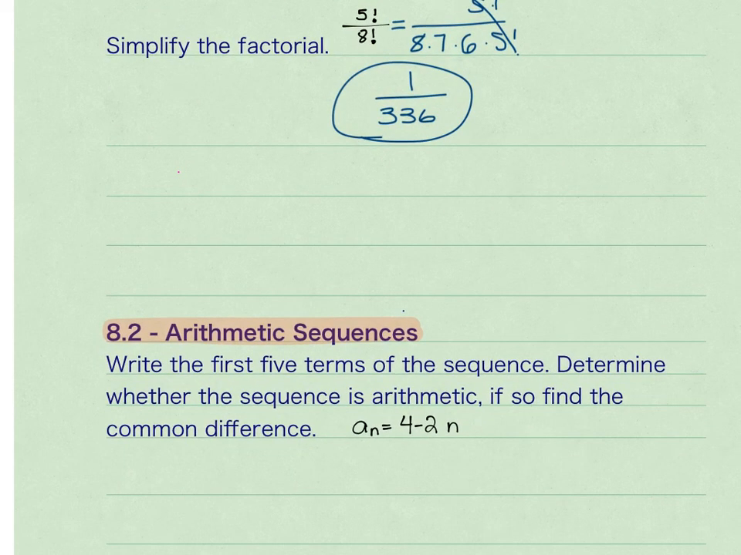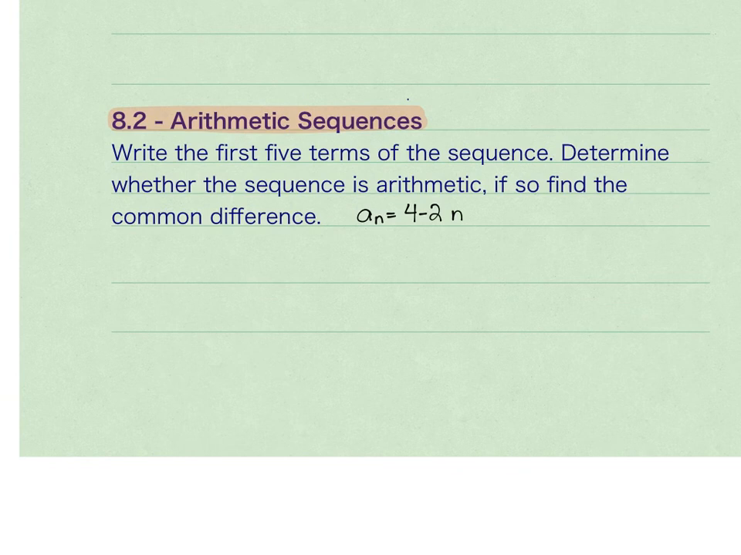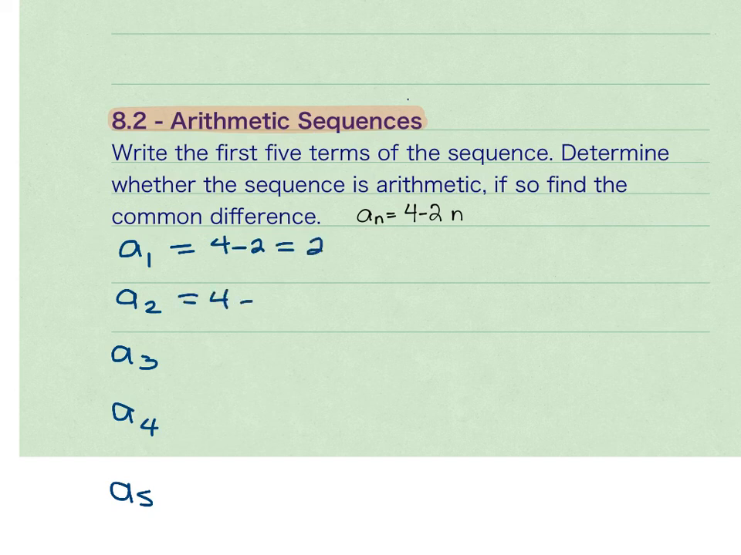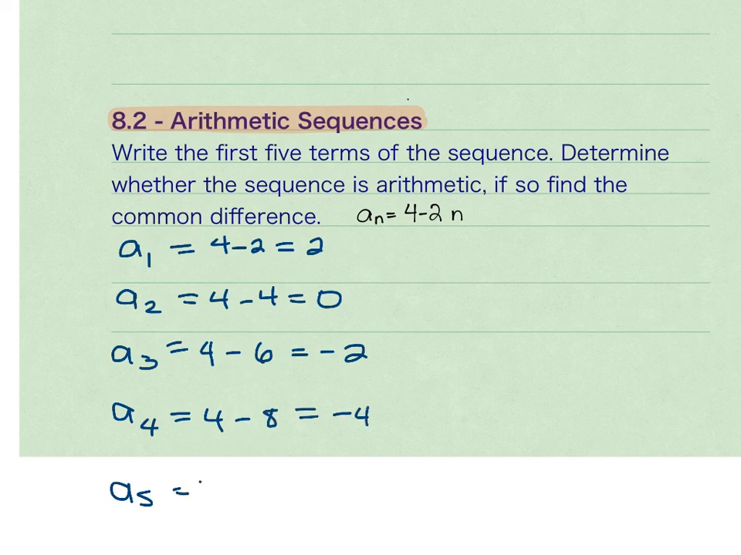Okay, then we went to arithmetic sequences. So it started the same way. Write the first five terms of the sequence. Determine whether the sequence is arithmetic, and if so, find the common difference. So I would first find a 1, a 2, a 3, a 4, and a 5. So 4 minus 2 times 1, which is 2. 4 minus 2 times 2. 4 minus 2 times 3. 4 minus 2 times 4. And 4 minus 2 times 5. Those are the first 5 terms.